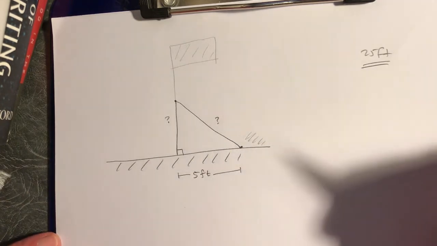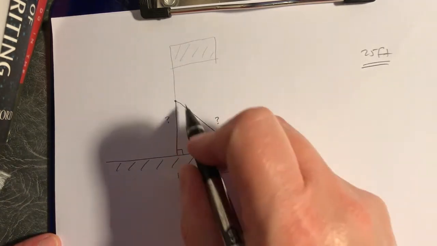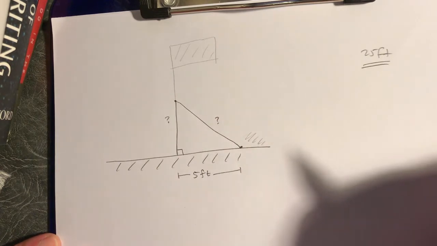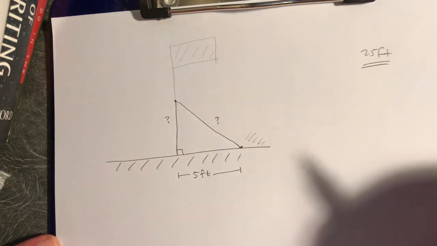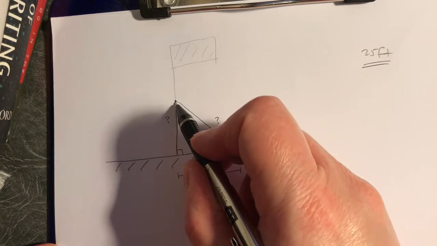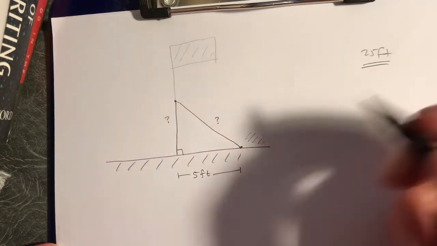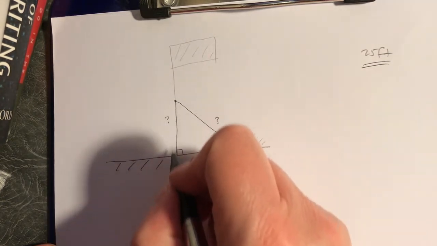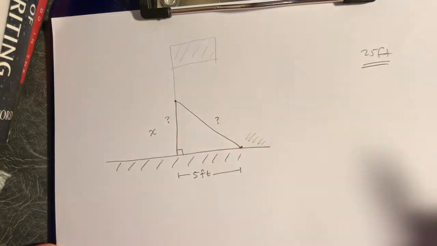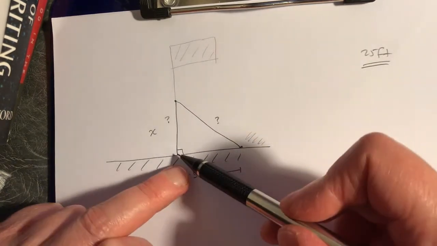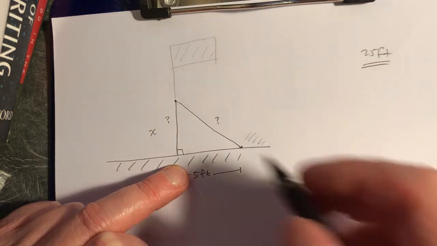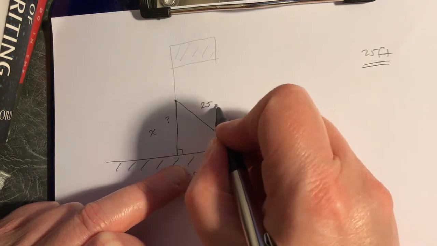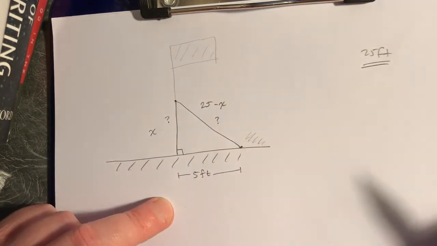So here are our assumptions. The flagpole altogether was 25 feet high, and its tip goes down 5 feet from the base. So I'm going to assign a variable to one of these two pieces. It doesn't matter which you pick. I might pick this side and call it length x. Now that broken bit and that broken bit altogether make 25 feet, so this length is going to be 25 subtract x, and that's the key to this question.